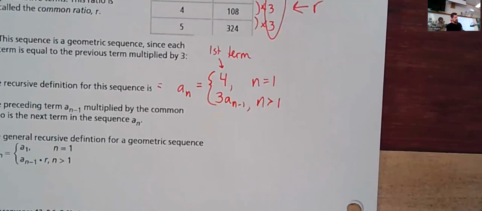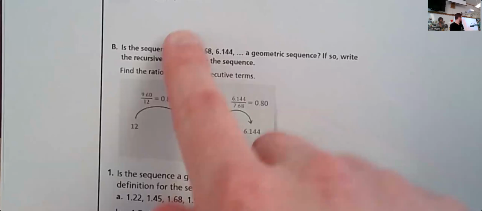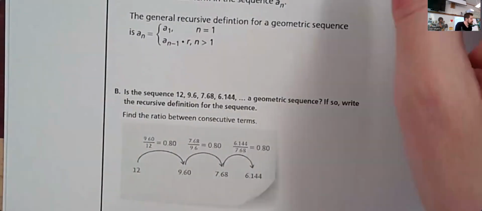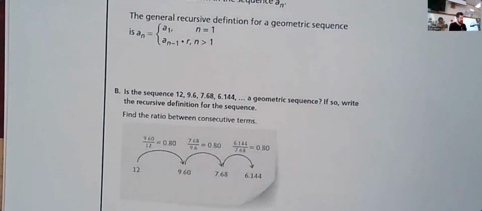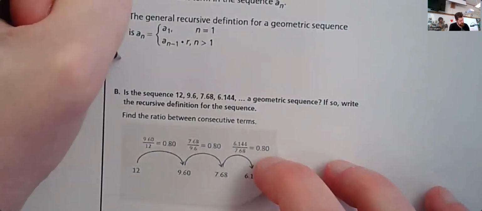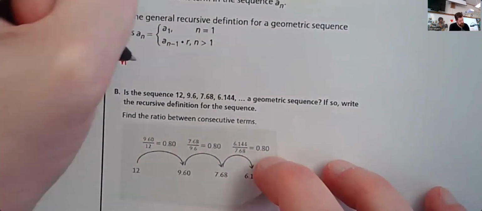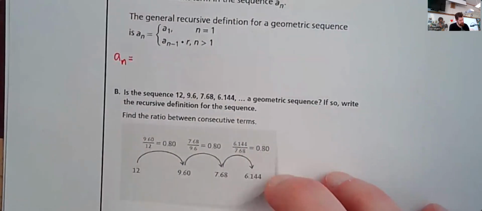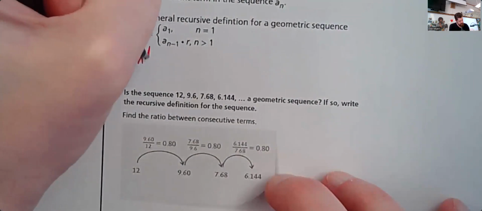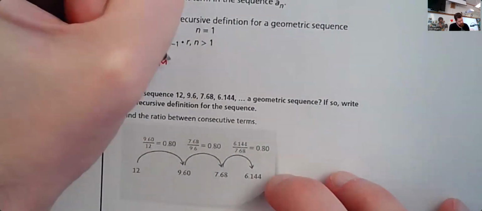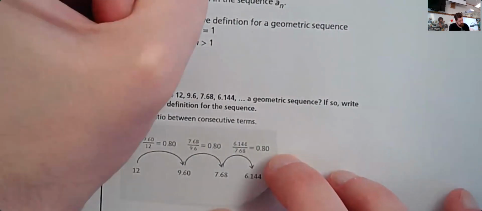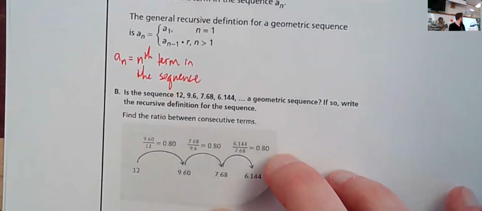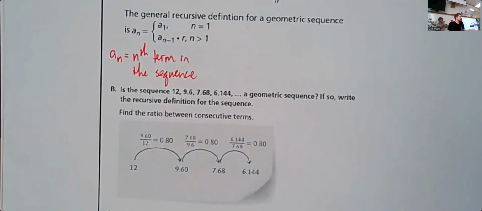So the way to write a recursive sequence is right here. So let's just go ahead and write in some things. A sub n is, let's just say this is the nth term in the sequence. The nth term in the sequence, or the desired term in the sequence.